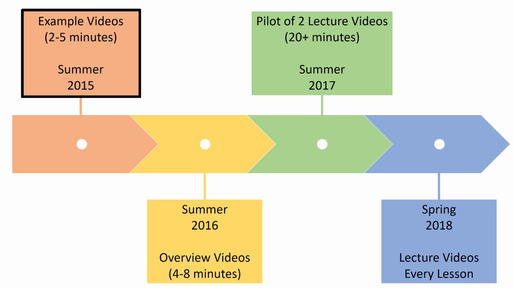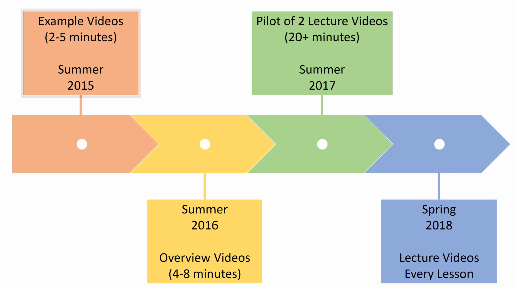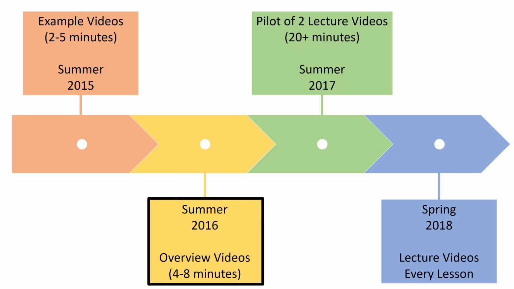I received positive feedback from students, but also requests for more videos and videos that go beyond examples. This led me to make lesson overview videos, which were 4 to 8 minutes long. Students were told to watch these before doing their readings. They gave a summary of the content for that lesson, highlighting points that students usually struggle with, and suggesting some strategies. The feedback I received from students was that these overview videos were too short. They wanted videos to replace the readings.